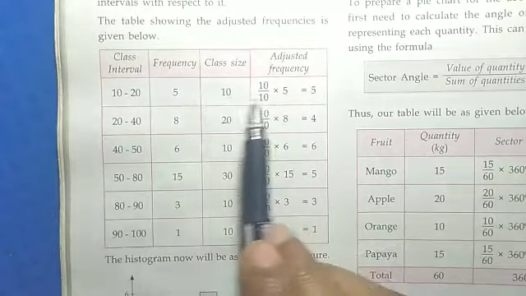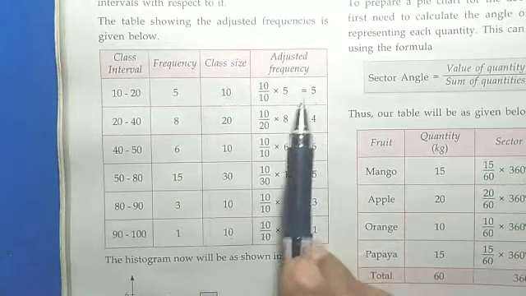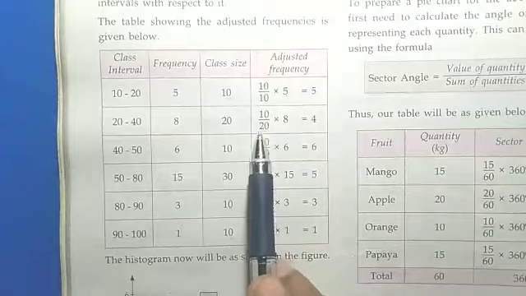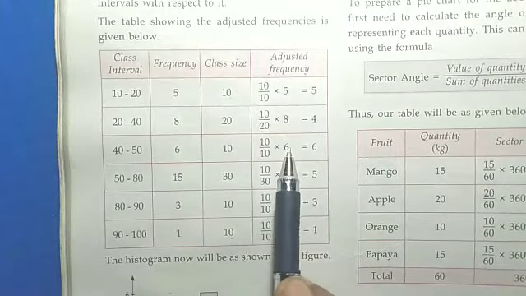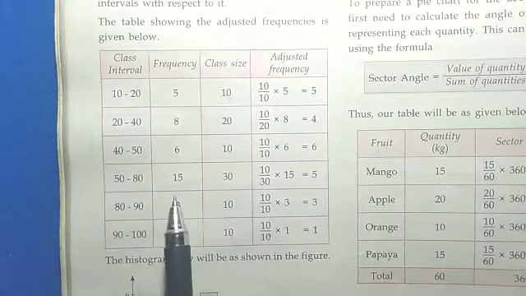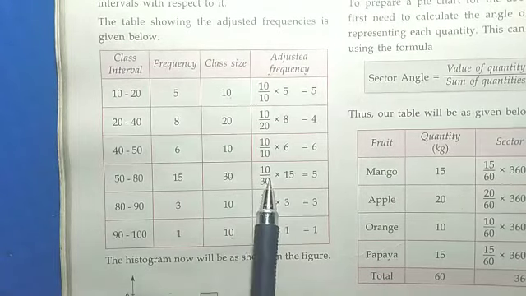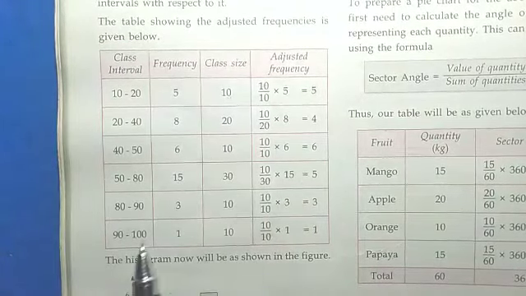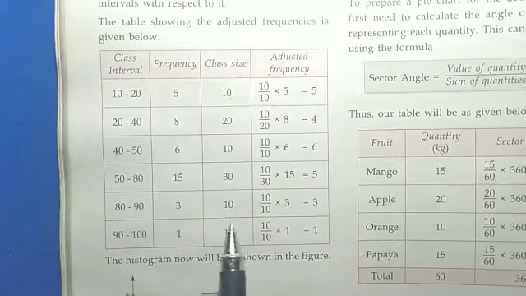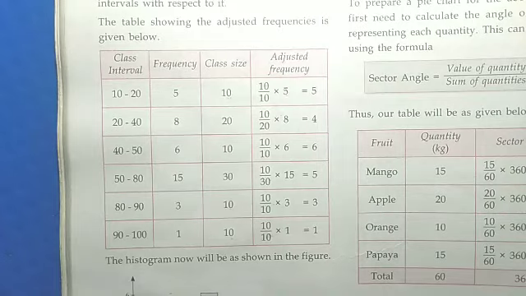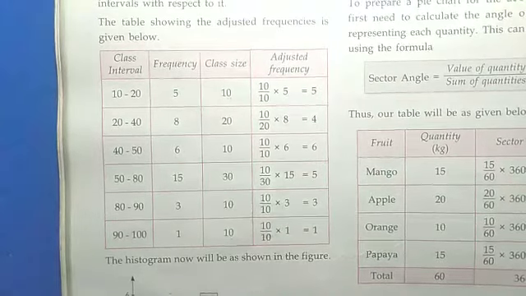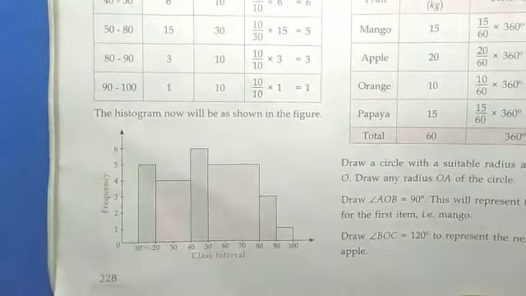10 by 10 into 5 is equal to 5. 10 by 20 into 8 is equal to 4. 10 by 10 into 6 is equal to 6. 10 by 30 into 15 is equal to 5. 10 by 10 into 3 is equal to 3. 10 by 10 into 1 is equal to 1. Then after that we have to draw the histogram.